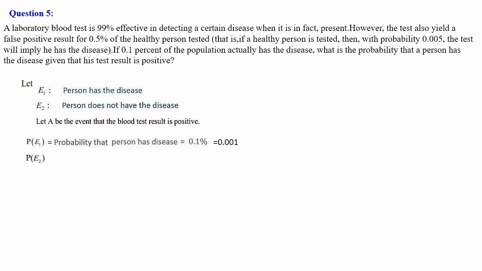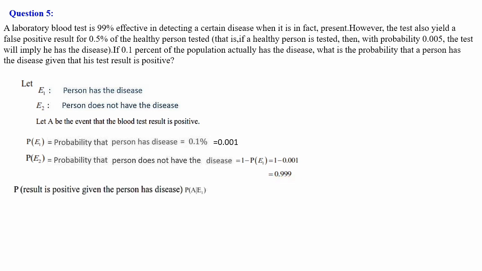Next is P of E2. P of E2 is a person does not have the disease. That is already mentioned here. The probability that a person has the disease is 0.001. A person who does not have the disease is 1 minus P of E1. That is 1 minus 0.001, that is 0.999.